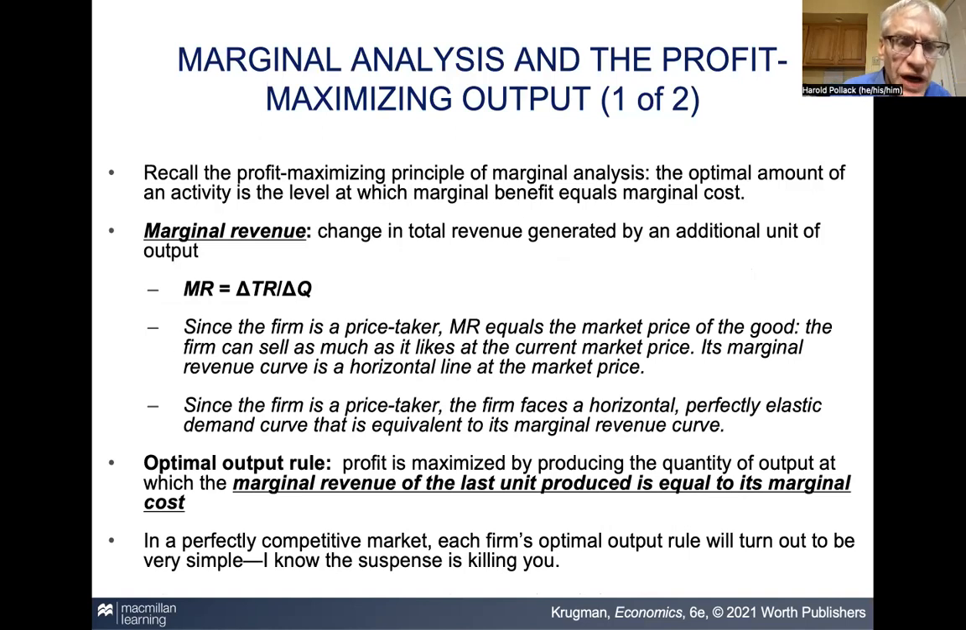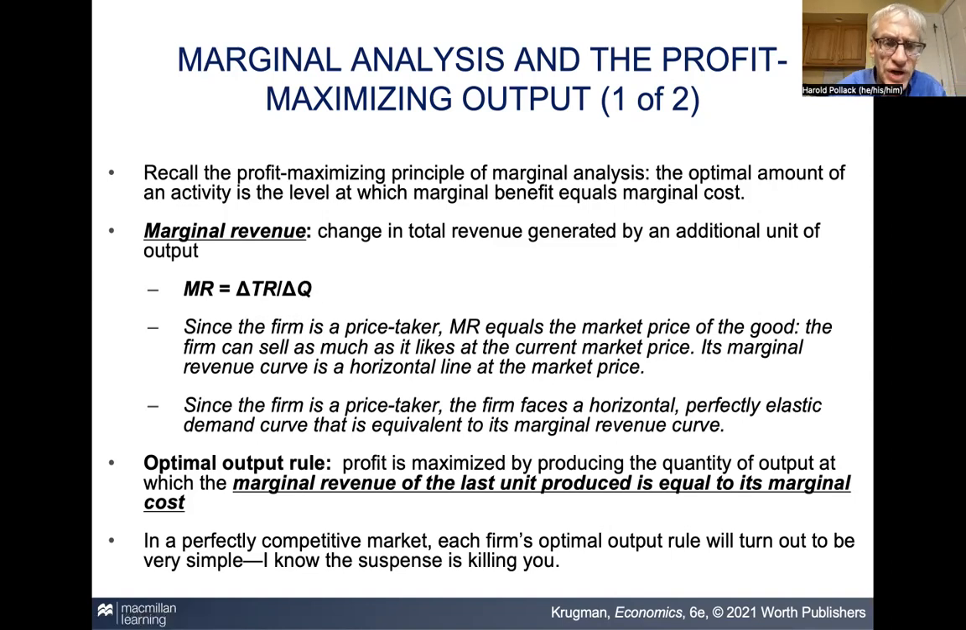So now let's just work on this a little bit and talk about marginal revenue. Remember the optimal output rule, the profit maximizing principle of marginal analysis. The optimal amount of an activity is the level at which the marginal benefit equals the marginal cost. So the marginal revenue is kind of the equivalent of the marginal benefit there. It's the change in total revenue. How much more comes into your cash register if you produce one more unit? So it's a change in my total revenue per unit of additional stuff that I'm doing.